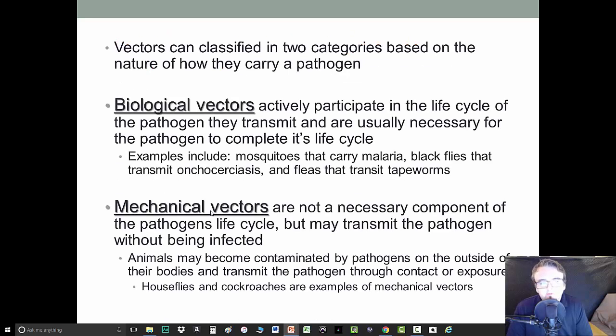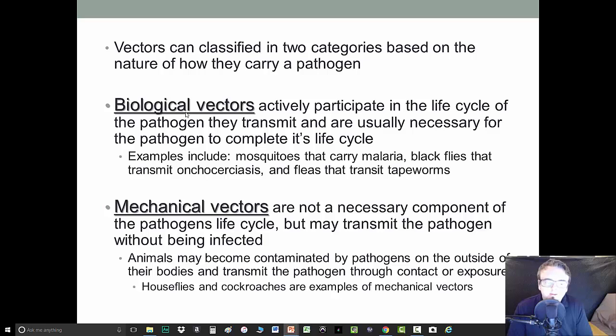These two terms describe the nature of the vector. Some vectors play more of a role in the life cycle. In this case, the biological vector would really be the same thing as the reservoir in most cases. The biological vector is usually part of the life cycle, and so also part of the location in which the parasite resides, the reservoir. Typically the parasite has to go through the vector, the biological vector, in order to complete its life cycle.